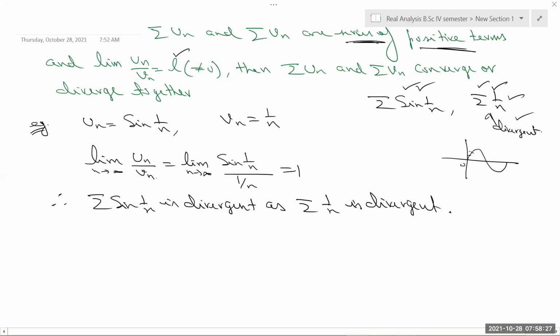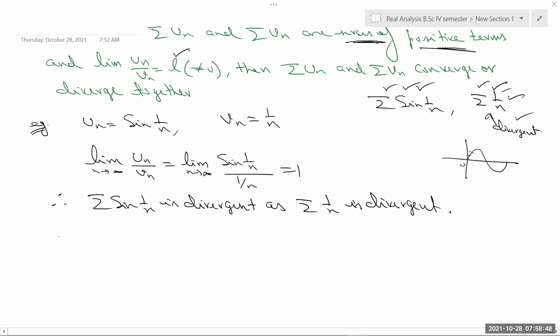Here, first of all, before applying this test, you have to check whether both given series are series of positive terms or not. You can see, put n equal to 1, you will get sine 1 by 2, sine 1 by 3, and all of them are taking non-negative values. So one can apply this test.